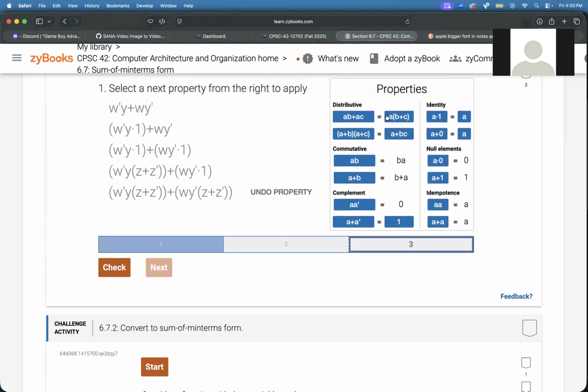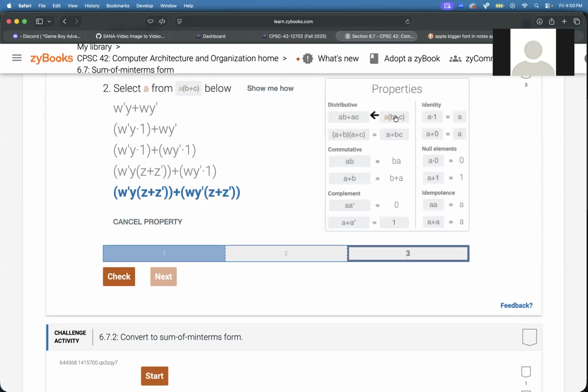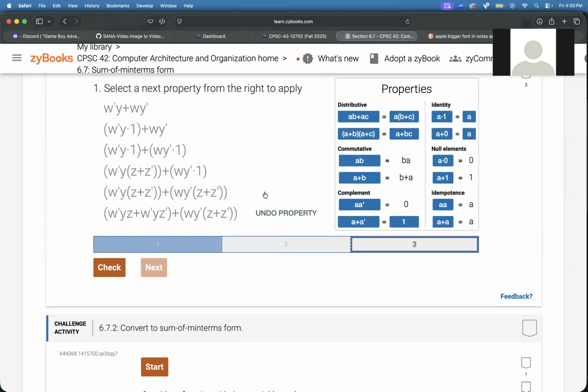Both of these need to be FOILed out. So they both need this distributive property. So I'll click the right side of the distributive property and it says A from A times B plus C. So both of these need to be selected and you click next. Then it says the B, which is the first term here. So I click the first term, next. Now it says the C from A times B plus C. So that's the third term and then apply. And now we have to do it again to the other one.